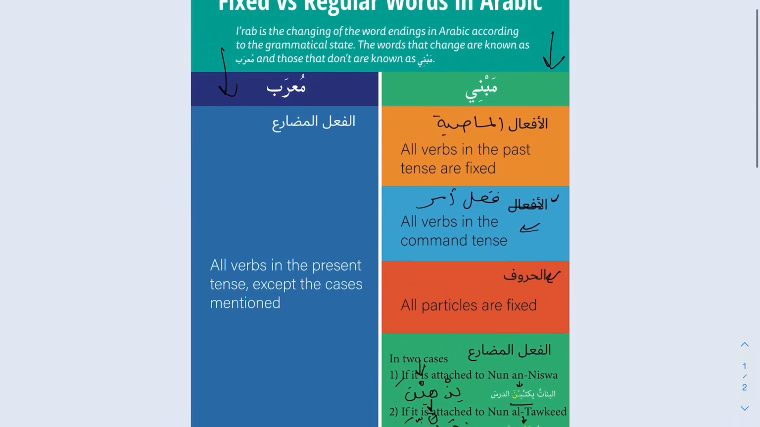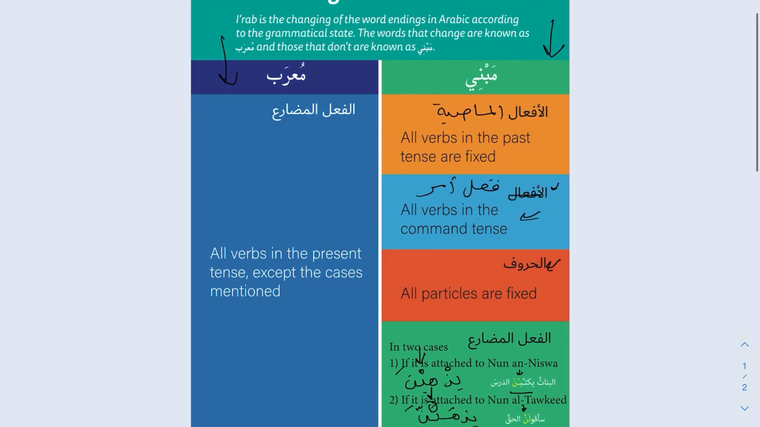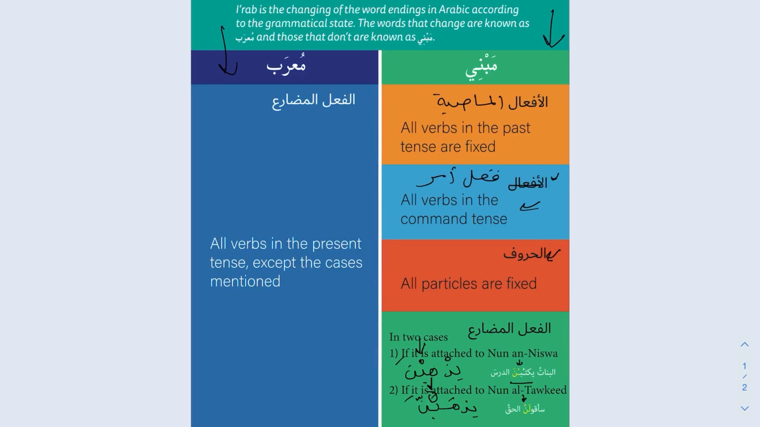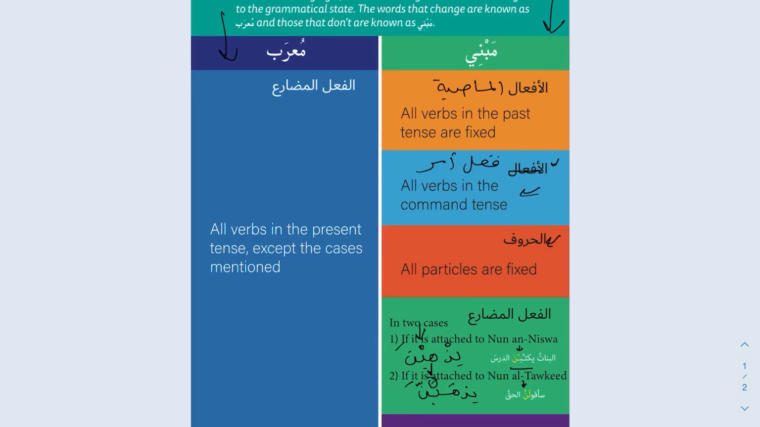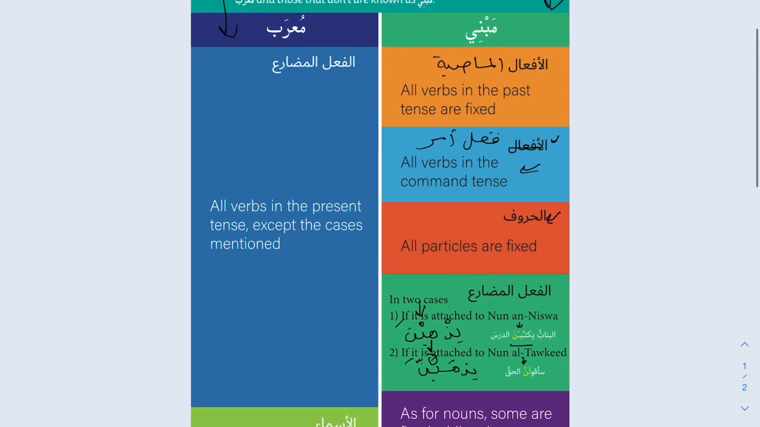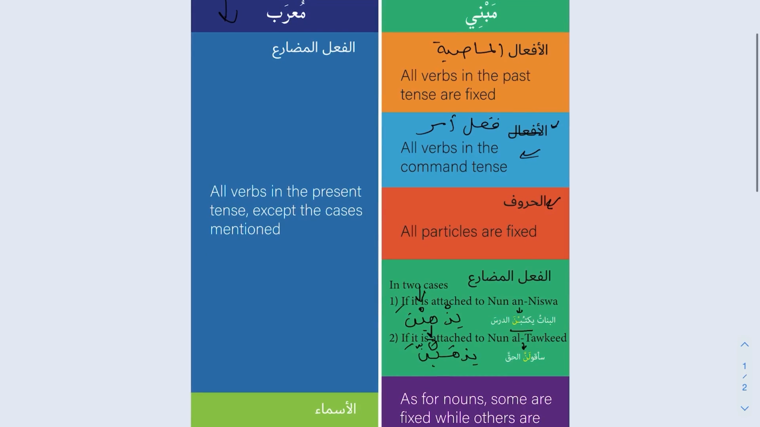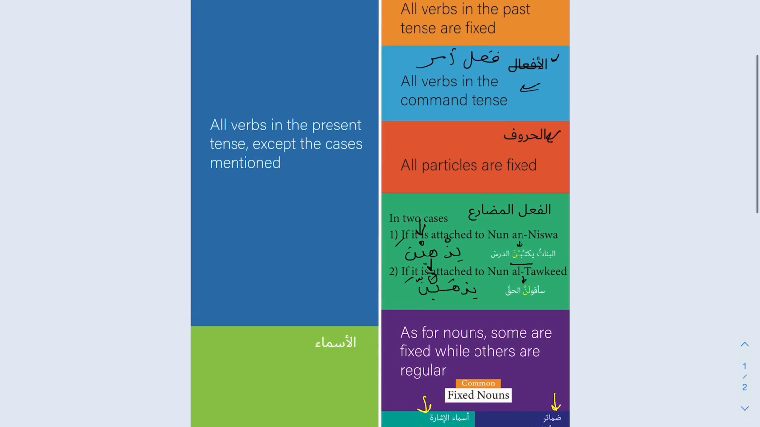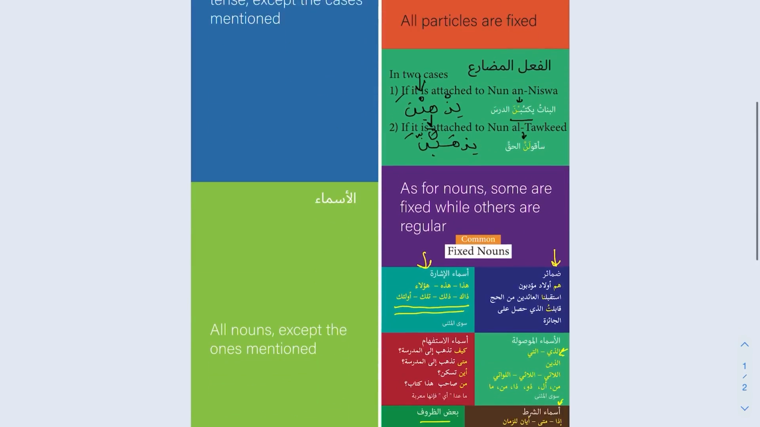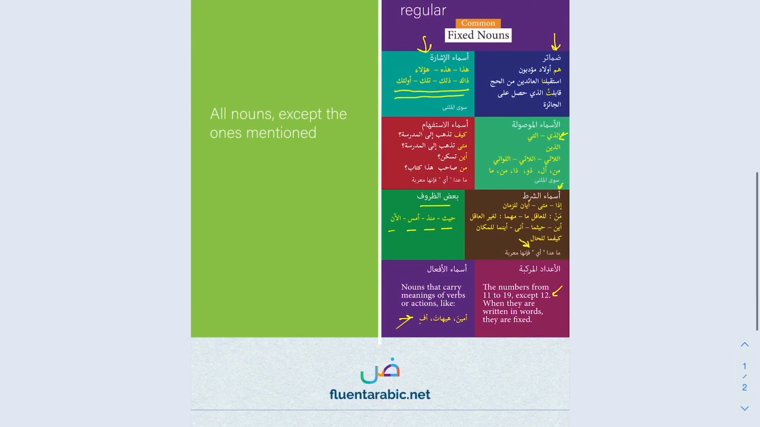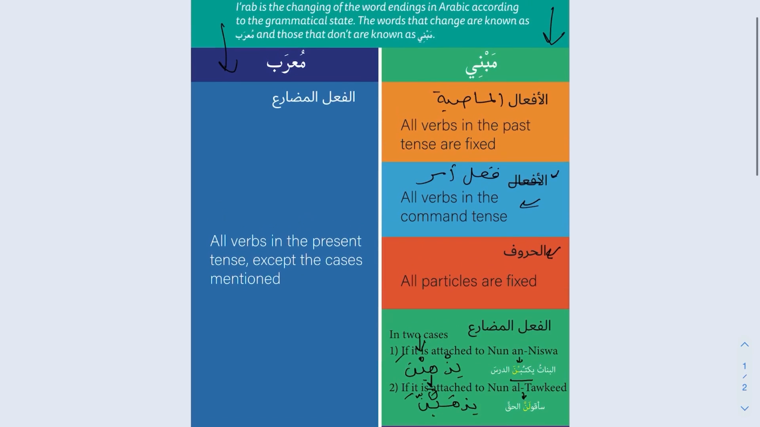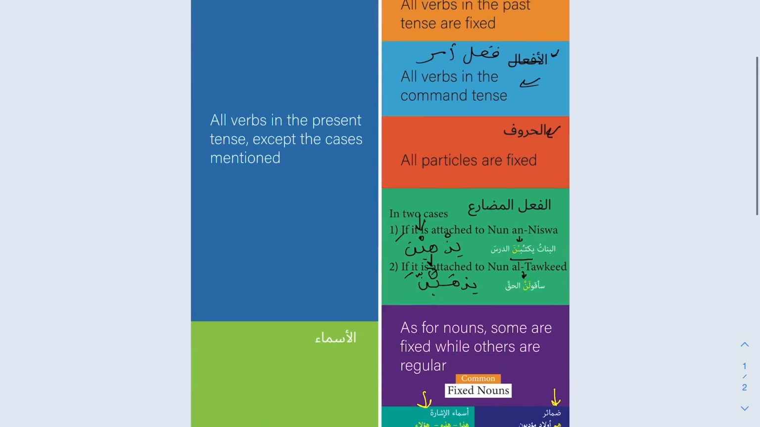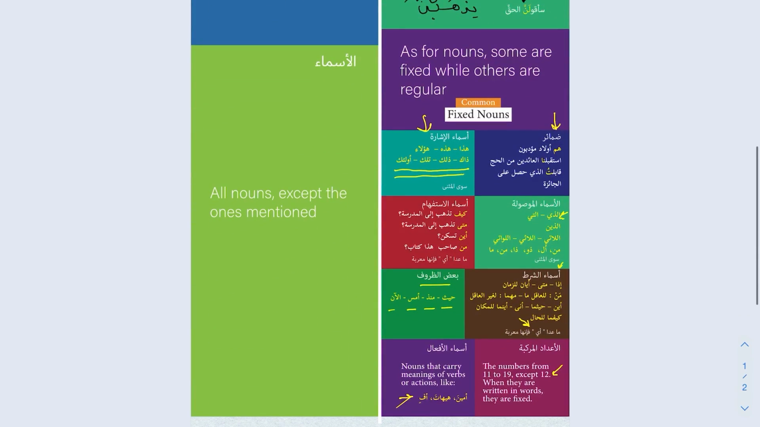طيب. Now mu'rab, it's very easy to understand because everything other than the things we have discussed here is going to be mu'rab. So we have fi'l mudari, all the verbs in the present tense, they are mu'rab, and all the asma that are not mentioned here, they are going to be mu'rab. And we are going to learn the i'rab of verbs and the i'rab of all the nouns in the coming chapters, inshallah.